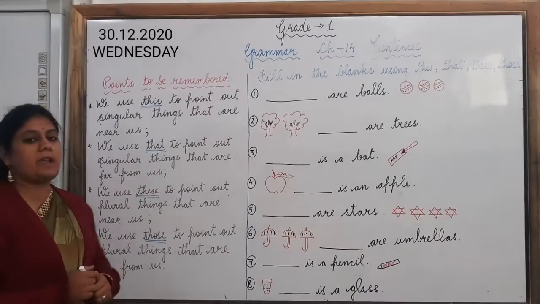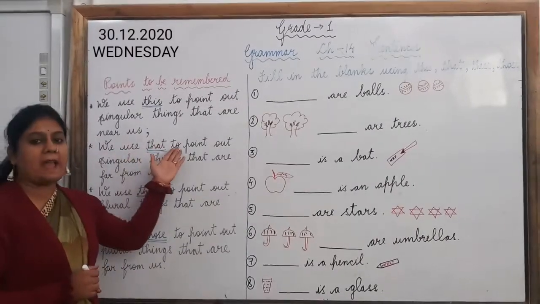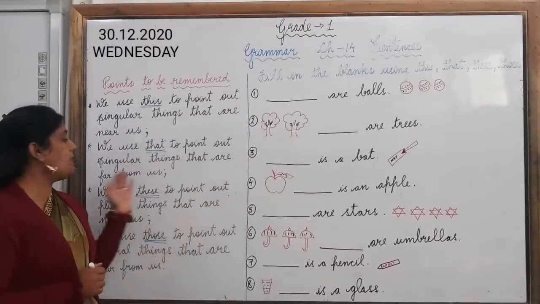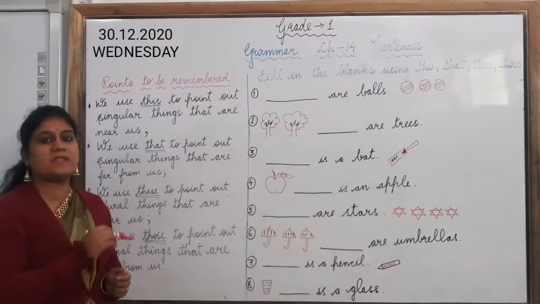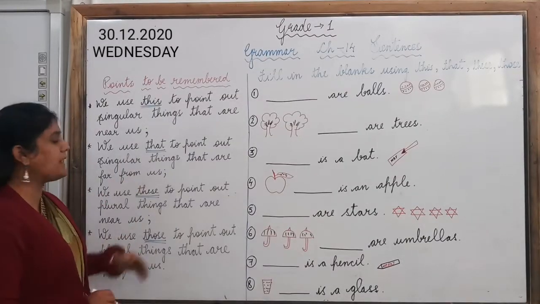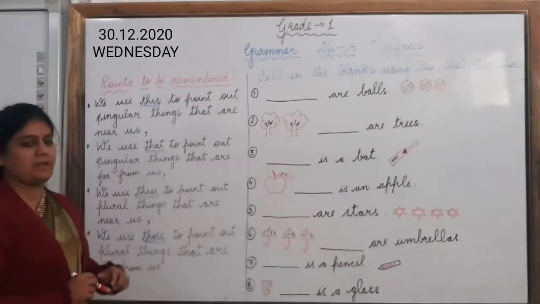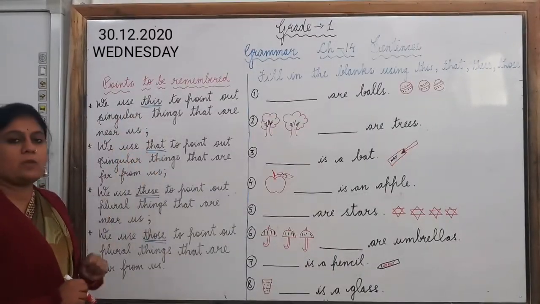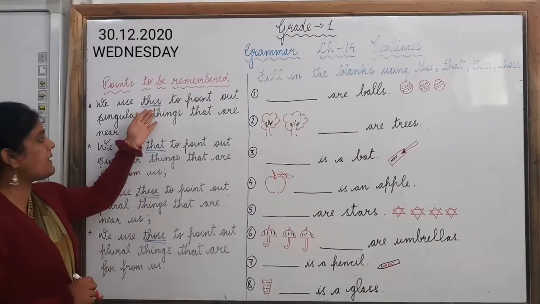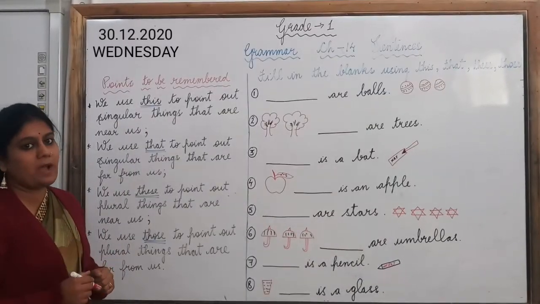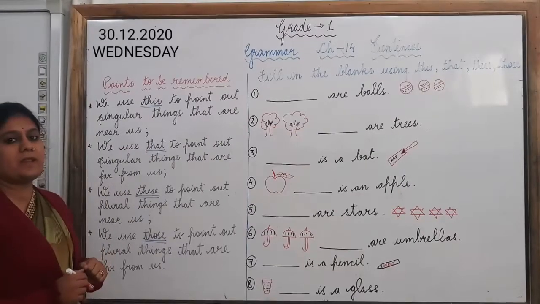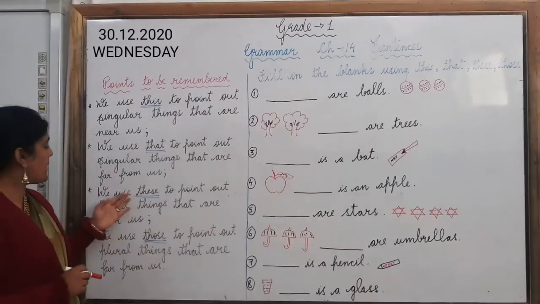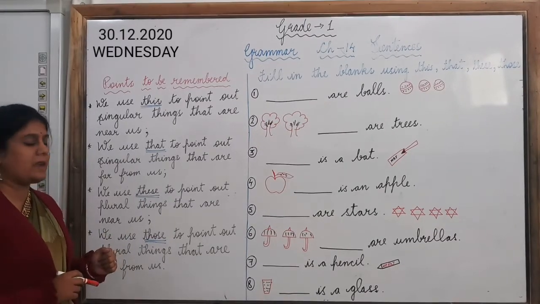The second point is we use that to point out singular things that are far from us, means the things which are not near us. In that case we use the word that. So children, remember these two, this and that we use for singular things. This is used for the things which are near to us, and that is used when the things are far from us.